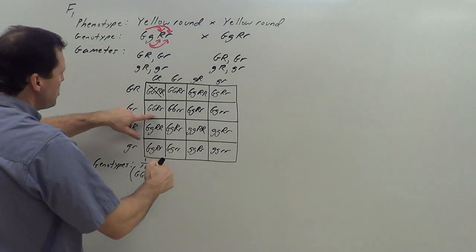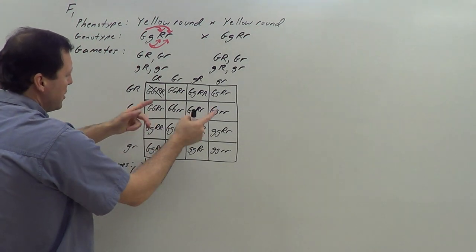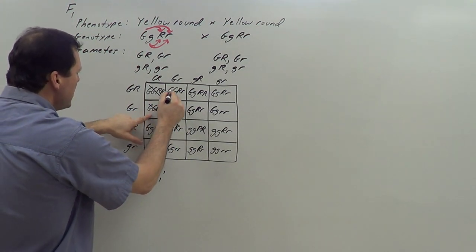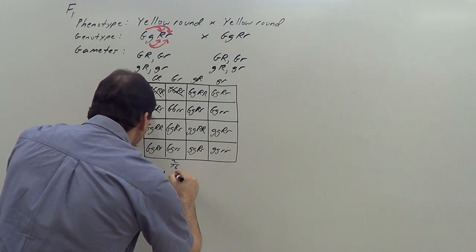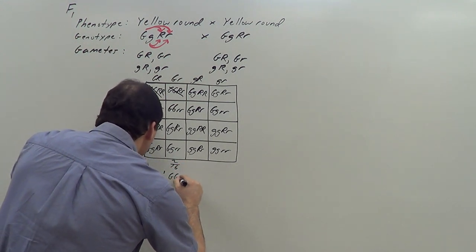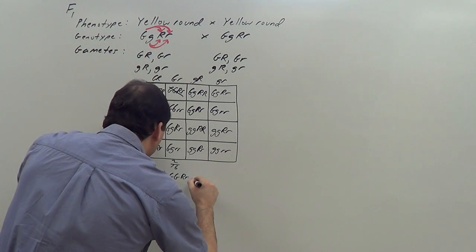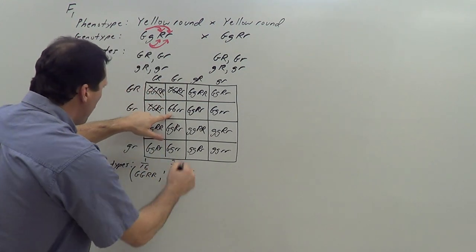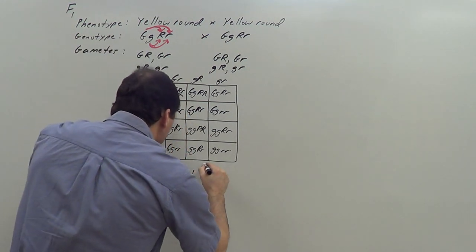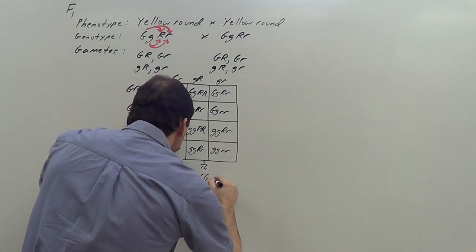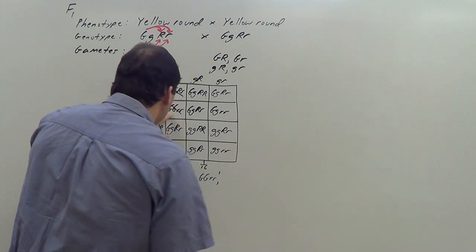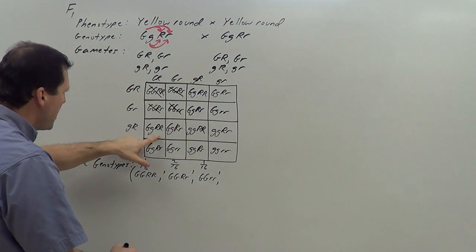What about this genotype here? Or I could go to that one there, it doesn't matter. I got two of these genotypes. So 2 out of the 16 are going to be capital G, capital G, capital R, lowercase r. 1/16 is going to be that, capital G, capital G, lowercase r, lowercase r. Maybe I'll do this one next.